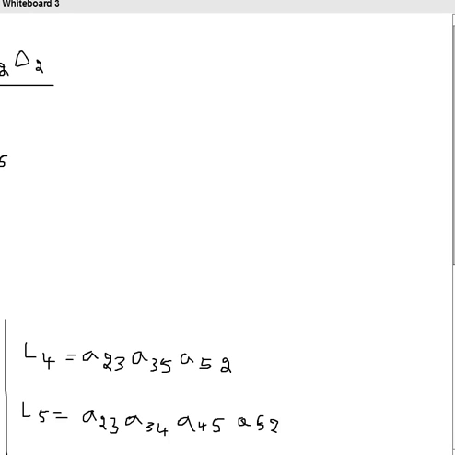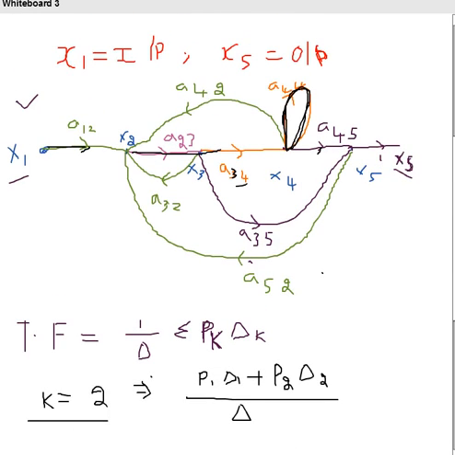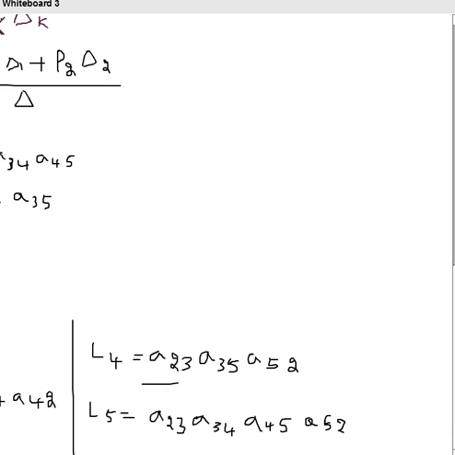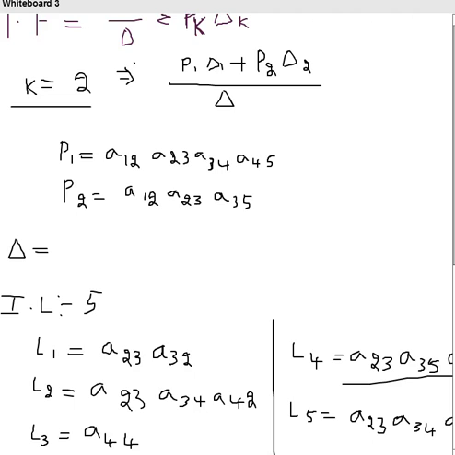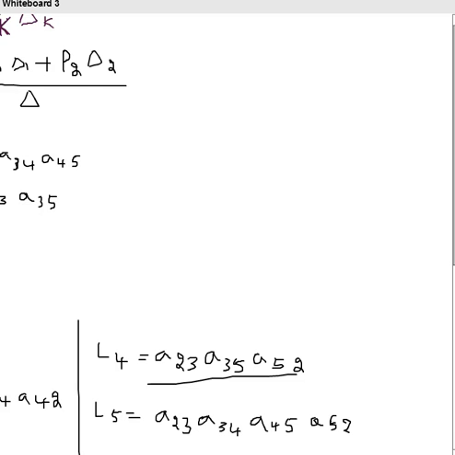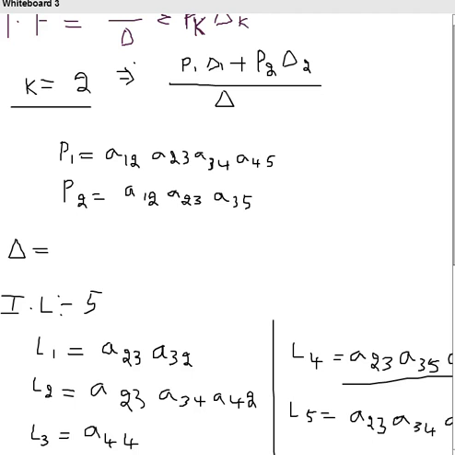Any other combination? See, A23, A35, A52, this is one loop, and A44 is one loop. These two loops are also not touching at the same node, right? So A23, A35, A52. So L4 and L3. L3, L4.